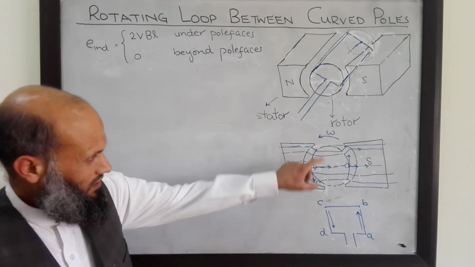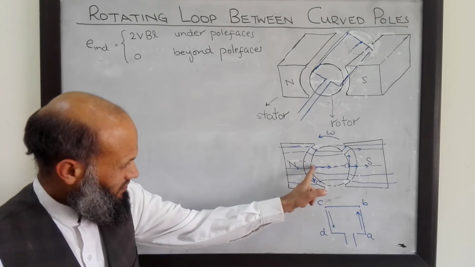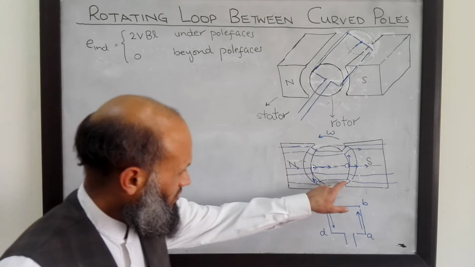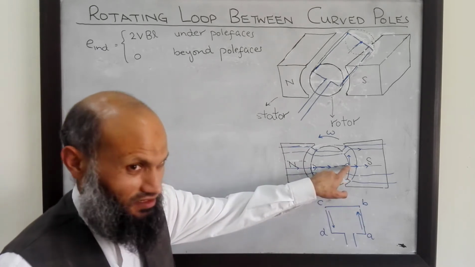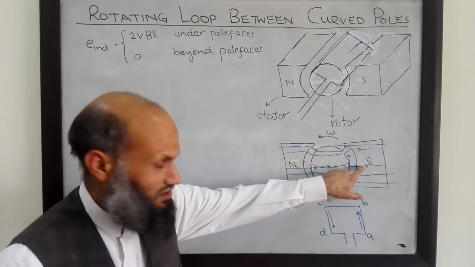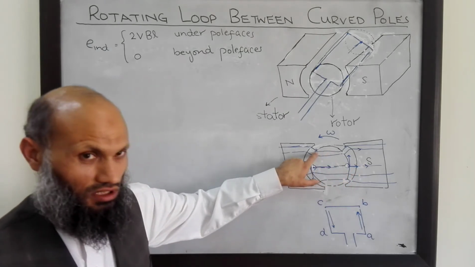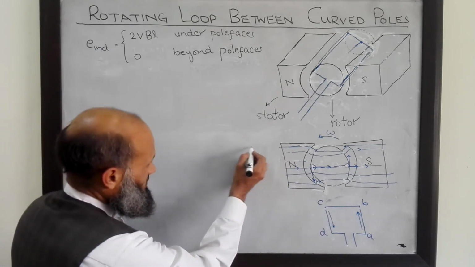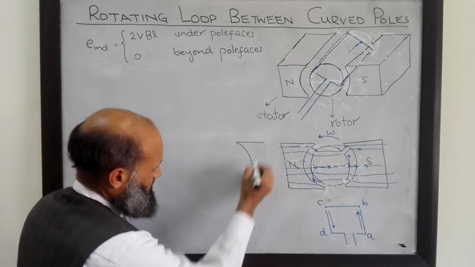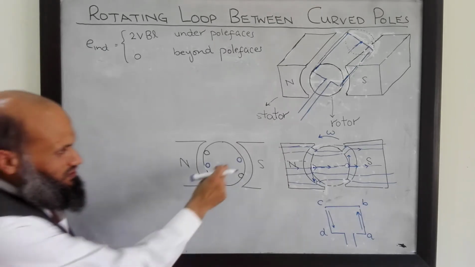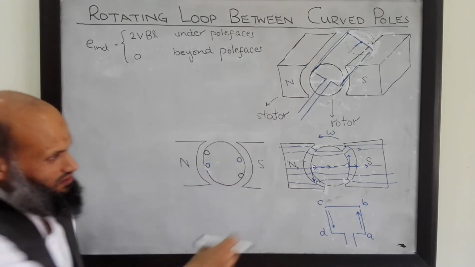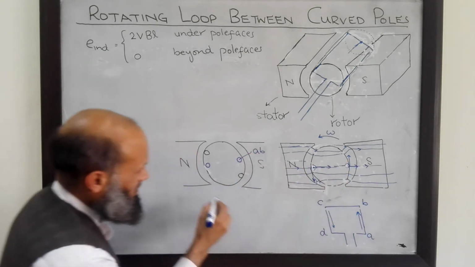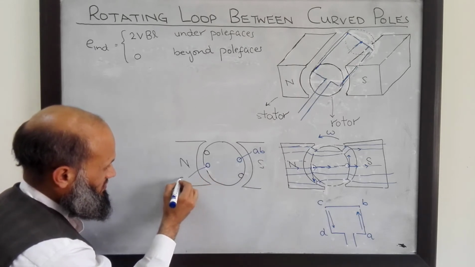After a while, since this rotor is rotating, this conductor will move to this location. That is, it will become under this pole face. Likewise, this conductor, this side AB, which was under the influence of south pole, will now move to this location to become under the influence of north pole. That is, we will have this situation. This blue circle indicates this situation. That is, this is side AB and this is side CD.